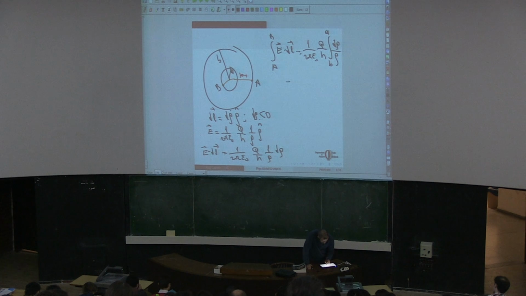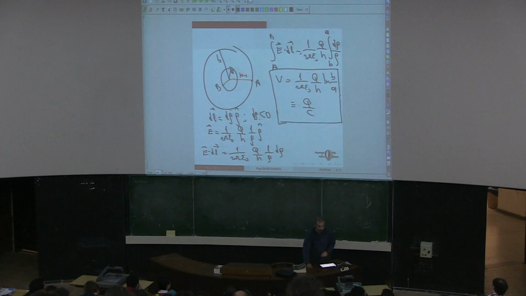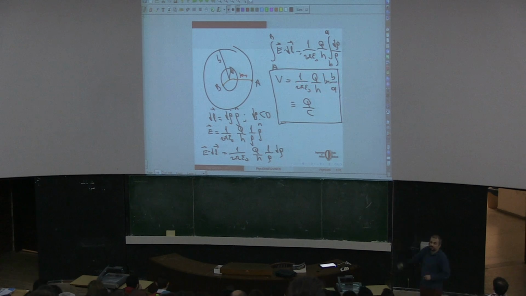And so we are finally done. V is equal to 1 over 2 pi epsilon 0 q over h logarithm of b over a, which should be equal to q over C. And so finally we are done. We know what C is. C is the inverse of 1 over 2 pi epsilon 0, 1 over h logarithm of b over a.